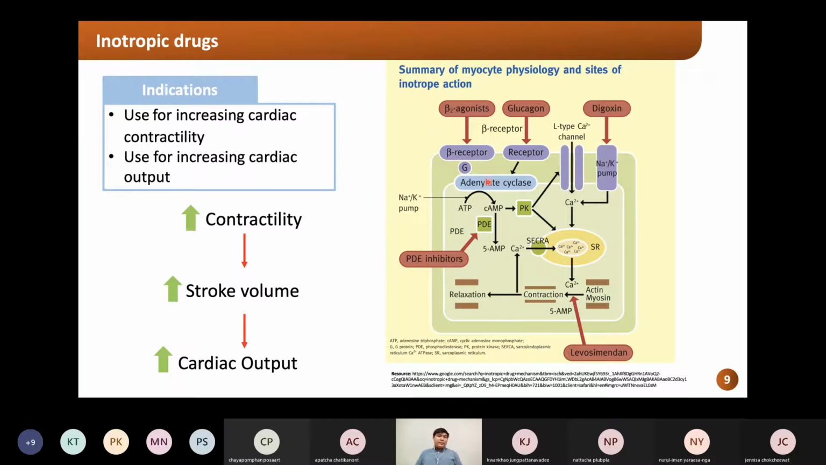And I'm going to move to the inotropic drugs. For the inotropic drugs, the indication for using this kind of drug is to increase cardiac contractility, like I told you earlier.